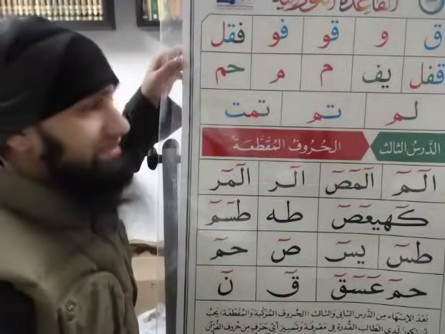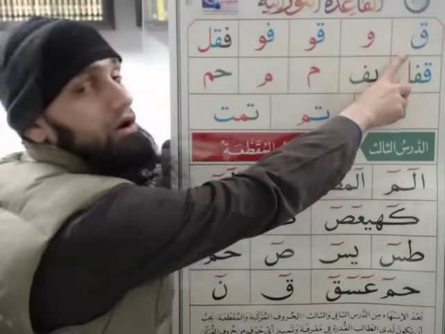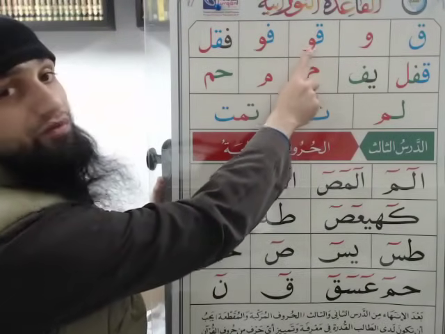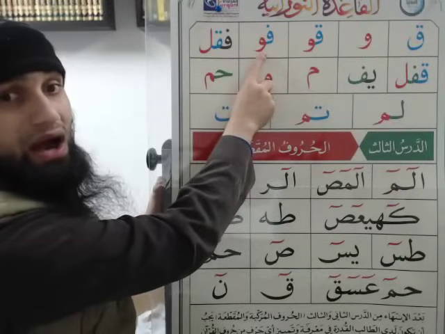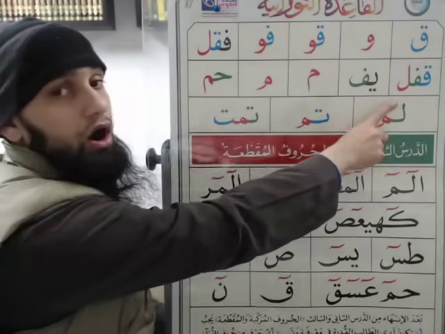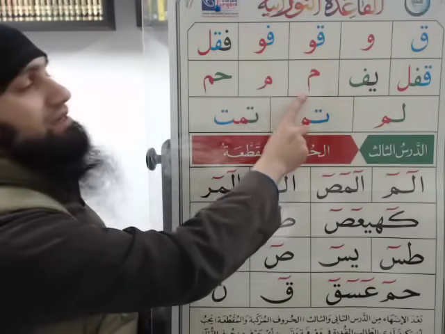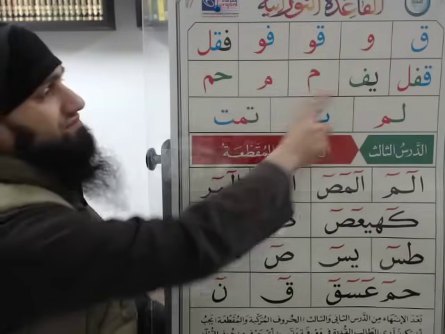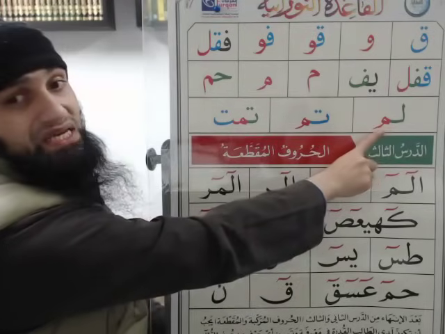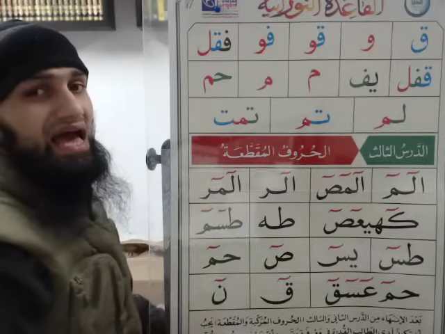Last page of the lesson. Qaf. Wow. Fa. Qaf. Lam. Qaf. Fa. Lam. Ya. Fa. Meem. Just the shape of meem. Ha. Meem. Lam meem, ta meem.